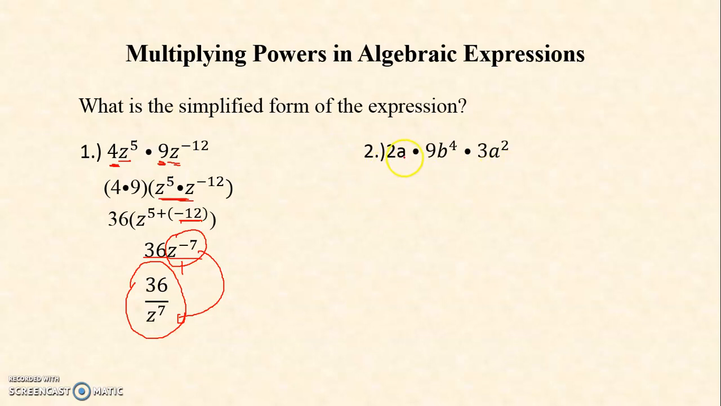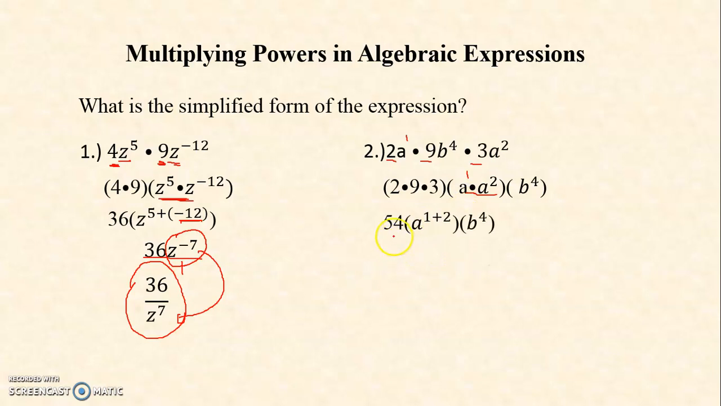Okay, the next one we have here, 2a multiplied by 9b raised to 4 multiplied by 3a raised to 2. So again, let us concentrate. What is the exponent of a here? It is 1. So let us concentrate first on the coefficients, 2, 9, and 3. So you now have there 2 times 9 times 3. And then we have there a raised to 1 multiplied by a raised to 2 multiplied by b raised to 4. We will group a together because they have the same base.